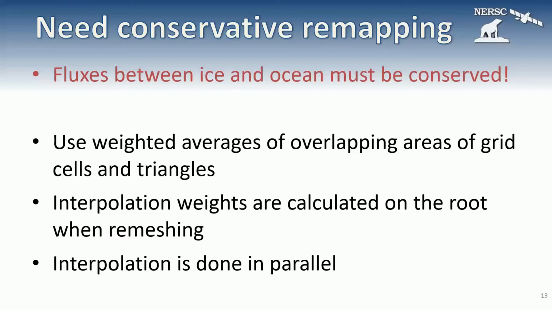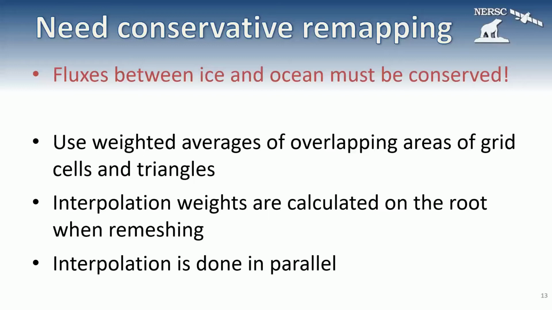What we did in the end was to roll our own in this case. So we use weighted averages of overlapping areas of grid cells and triangles. The assumption behind this is that the fluxes that we are passing between the ice and the ocean are constant on the grid cell or on the element. And so we can therefore easily make the assumption that we can use weighted averages of overlapping areas.